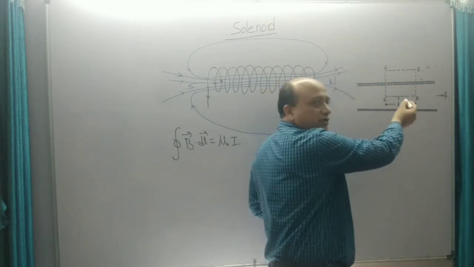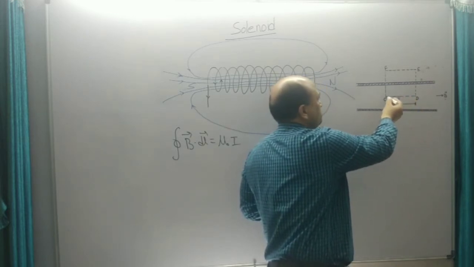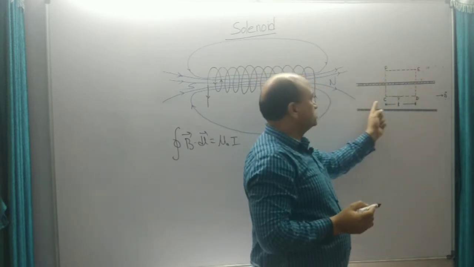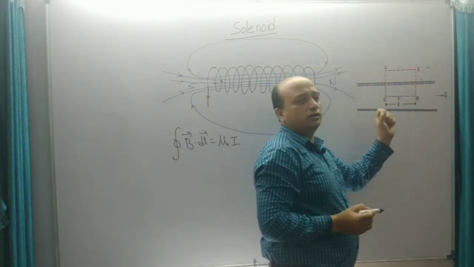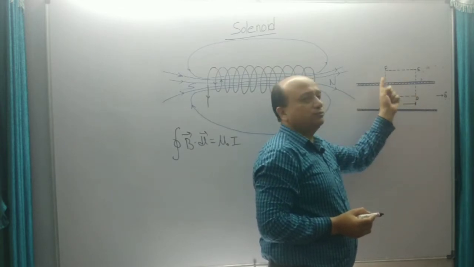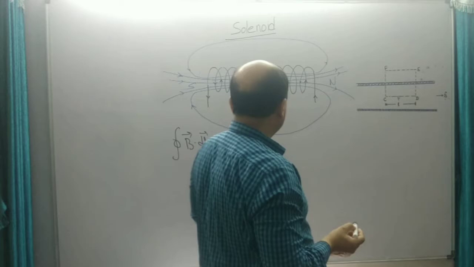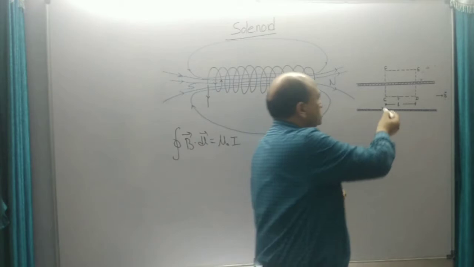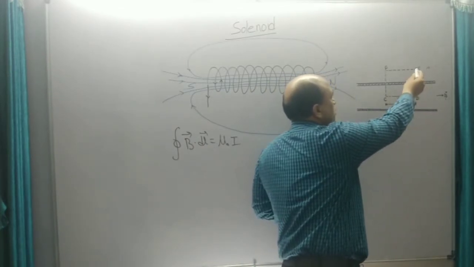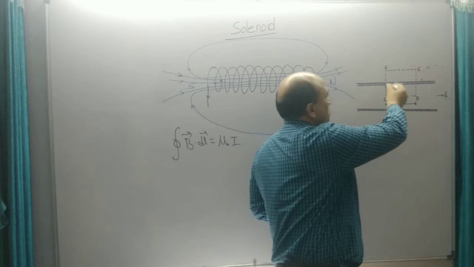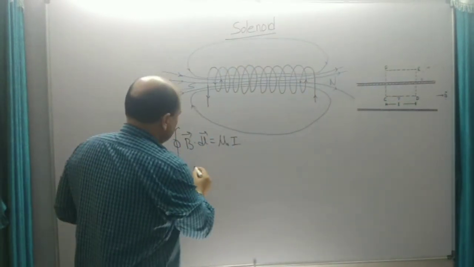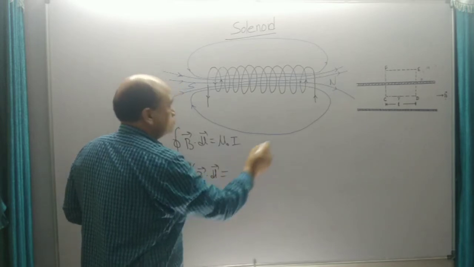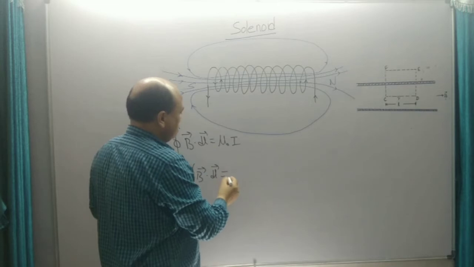Including this point P, we will consider an Amperian loop, that is C, D, E, F. Suppose CD length is equal to L. The length of the CD part of this Amperian loop is L. So we can divide this line integral into 4 parts along length CD, along length DE, along length EF, and along length FC. So this line integral of magnetic field B dot dl about that closed path is equal to how much?